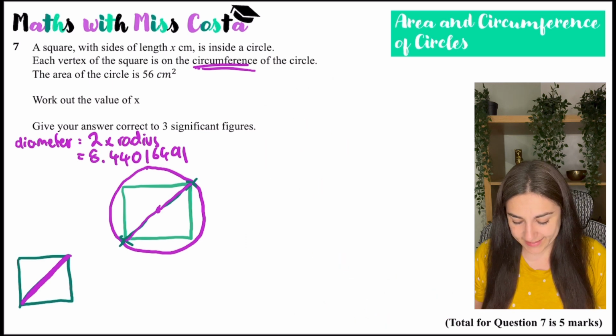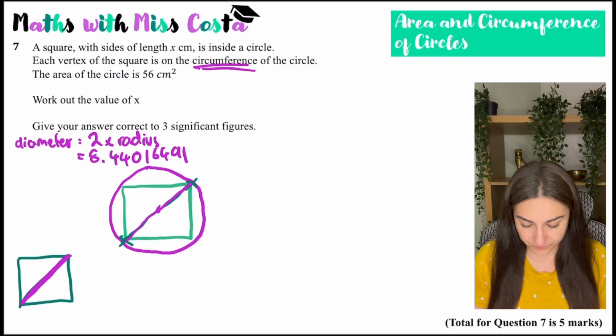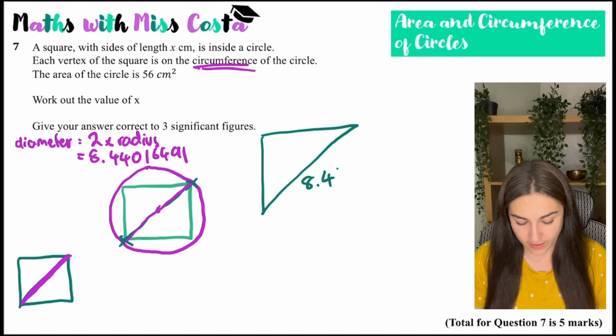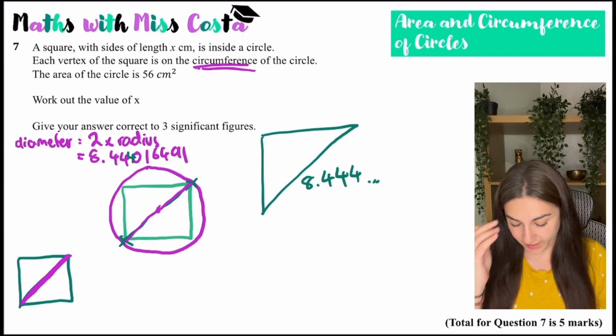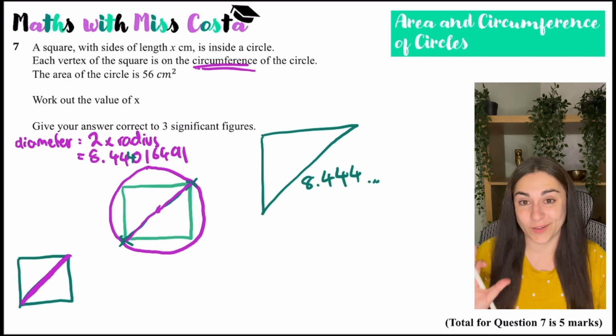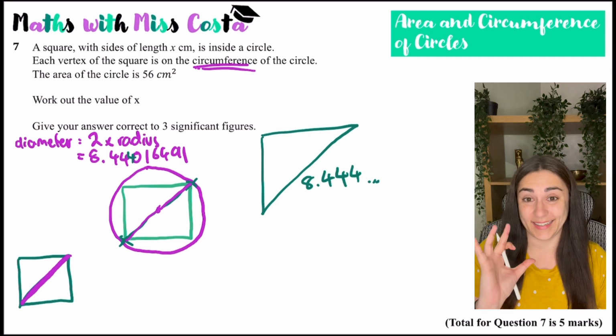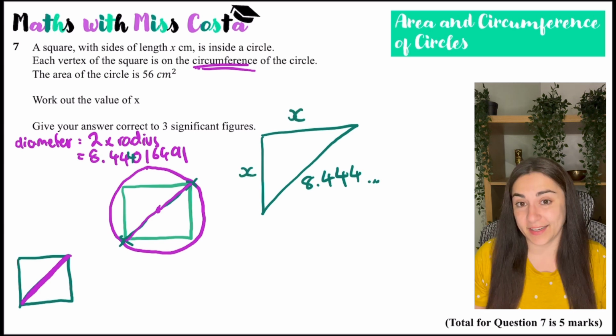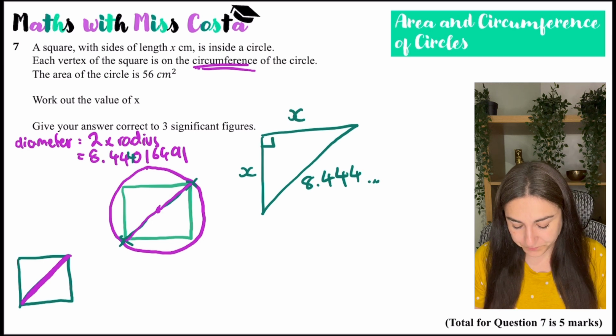Now, here is where I need to just do a little bit of problem solving and thinking. So what do I know? I need to figure out what x is. So I could imagine that this is a triangle with a hypotenuse of 8.44. I missed out a 4 there. And it's a square, so the sides are all equal. So if this is x, this is also going to be x, and I can use Pythagoras. So I know that x squared plus x squared must equal 8.44 squared.